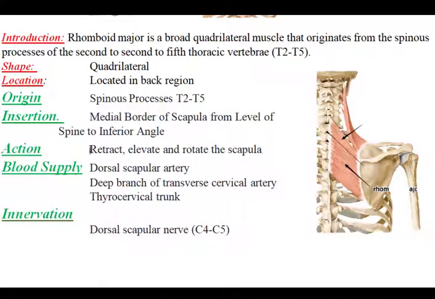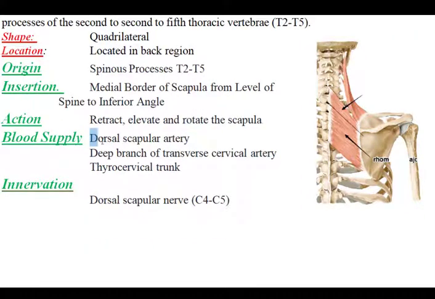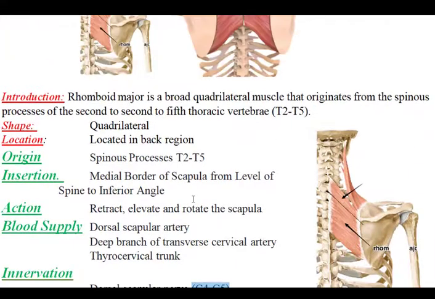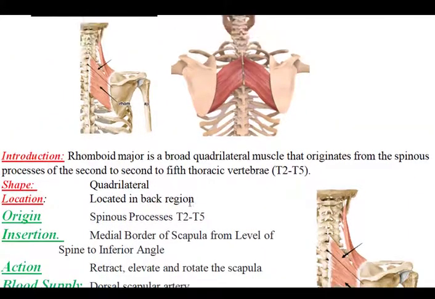What are the actions of this muscle? It retracts, elevates and rotates the scapula. Retracts it backward, elevates it and rotates the scapula. What is the blood supply? It is supplied by the dorsal scapular artery and the deep branches of the transverse cervical artery from the thyrocervical trunk. And what is the innervation? It is innervated by the dorsal scapular nerve, which comes from the branches of C4 and C5. So friends, this was about the rhomboid major muscle.